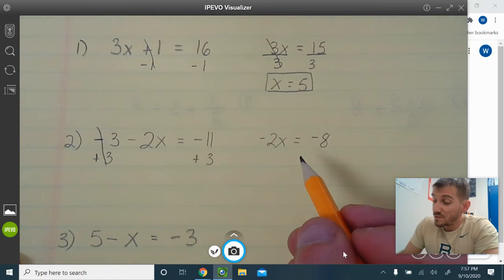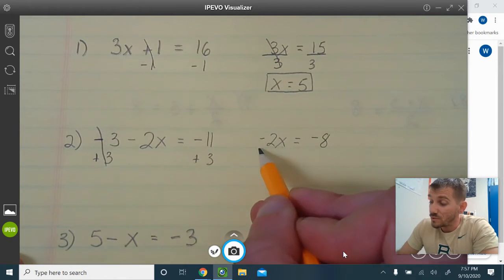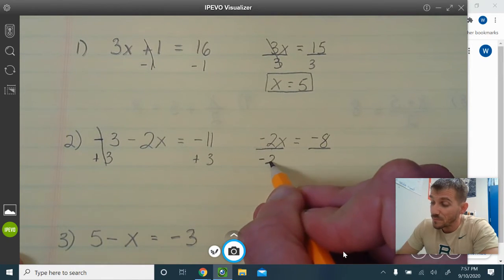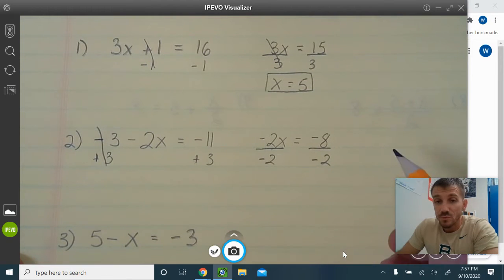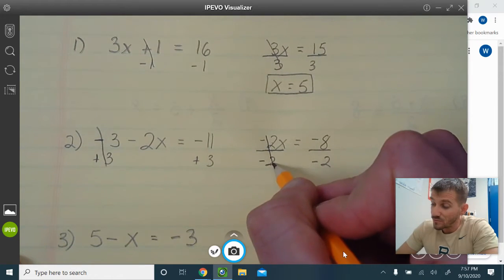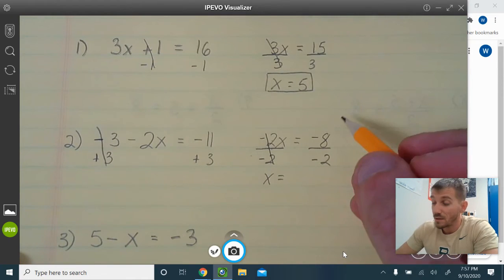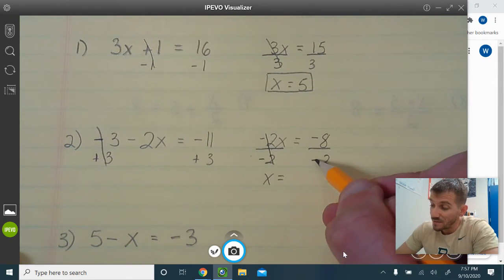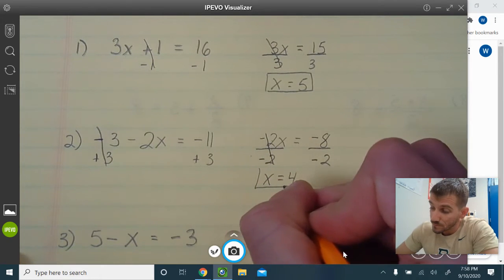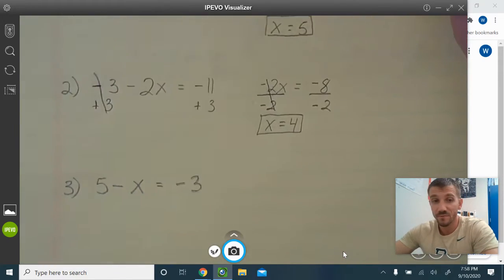Final step is this is negative 2 times x. To get rid of multiplication, we use division. And remember, you want to divide by the exact same number. In this case, it is negative 2. Negative 2 divided by another negative 2 is in fact positive 1. So we end up getting x equals, and negative divided by a negative is positive, 8 divided by 2 is 4. End of problem. Right?